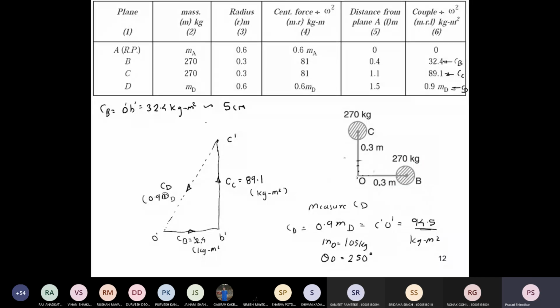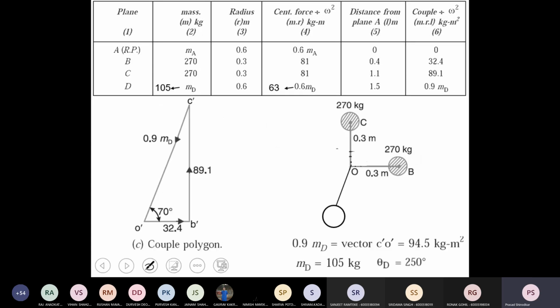Alright. So this angle, take this as the positive x-axis. This is my theta D, and that is equal to 250 degrees. So construct theta MD. This will be D, and this angle will be 250 degrees. Right, so this angle theta, this is theta D.